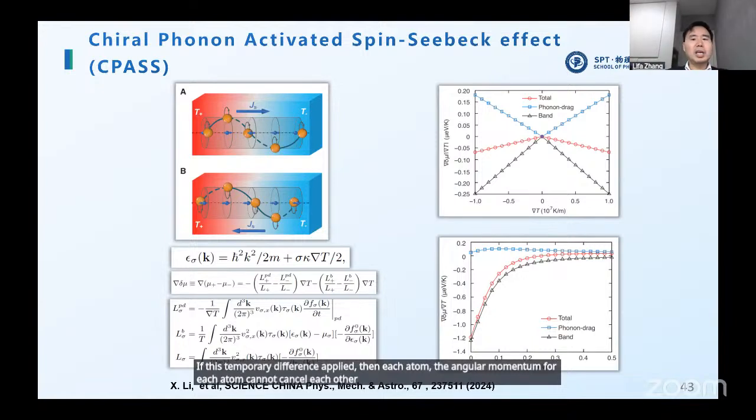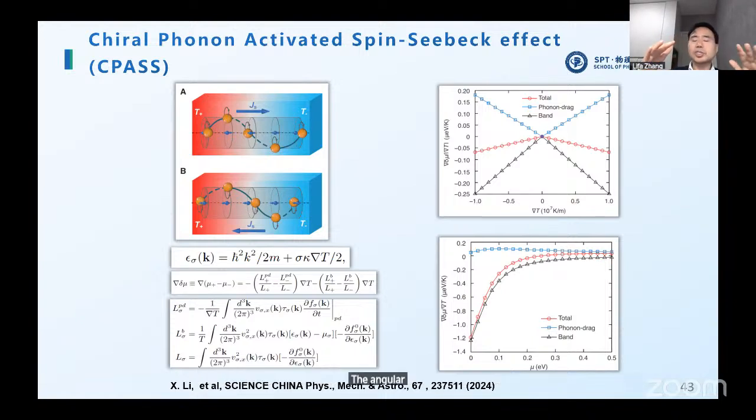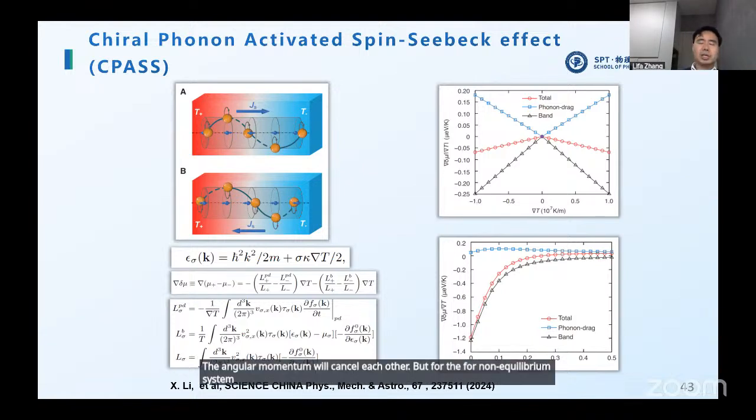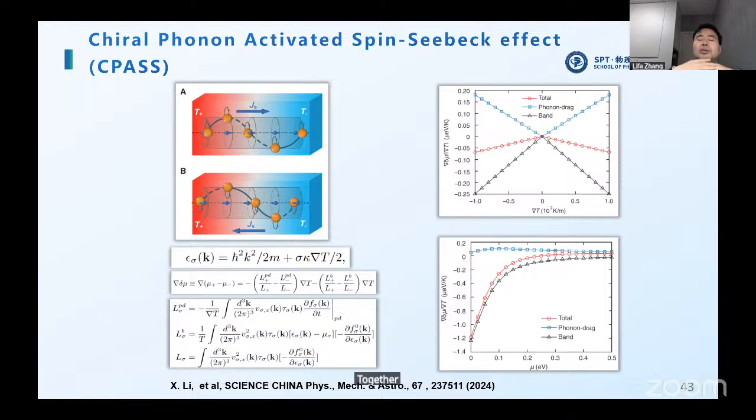For the equilibrium case, for a non-magnetic system, the angular momentum will cancel each other. But for a non-equilibrium system, because of the temperature difference, when the angular momentum of each atom is calculated together, they will have a non-zero effect. They cannot cancel each other.